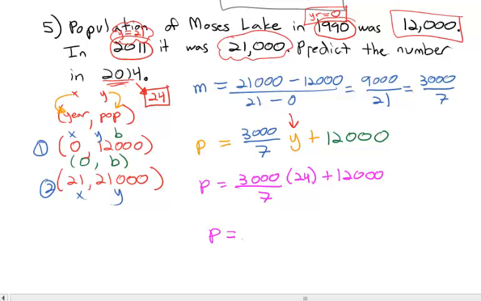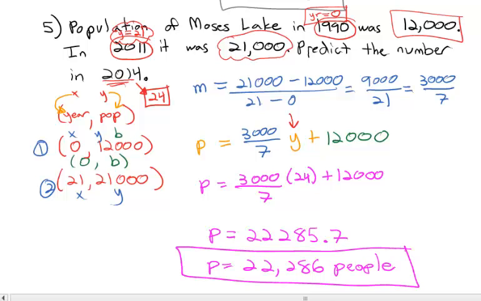So on our calculators, 3,000 over 7 times 24 plus the additional 12,000 people gives us approximately 22285.7 people. Since we're talking about people, somebody, maybe they're pregnant and they only have 0.7 of a person. We're not gonna go there. Let's just round this up. So let's say for our final answer, there are about 22,286 people in 2014.